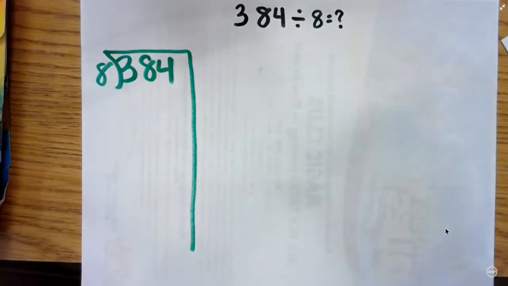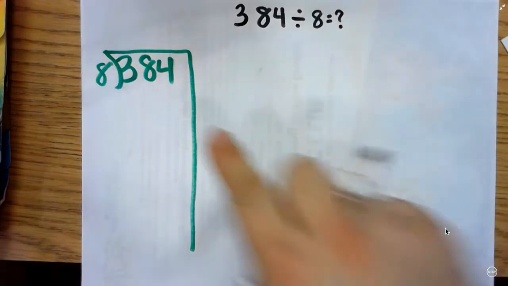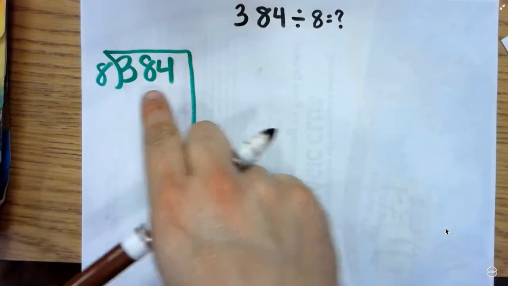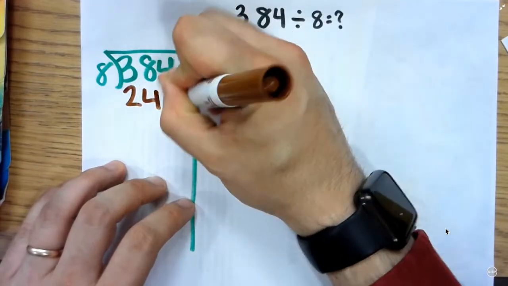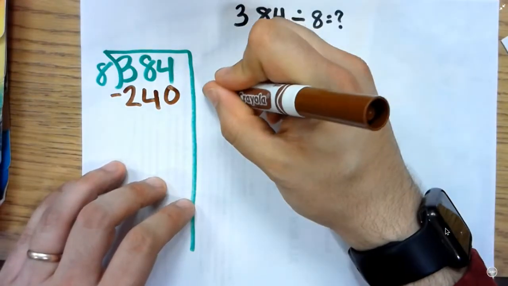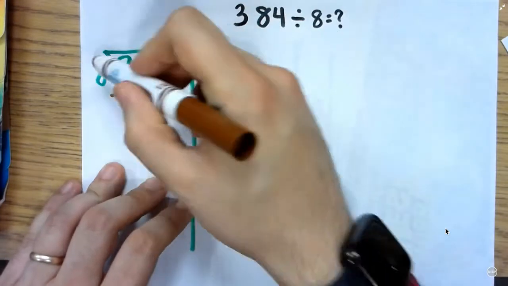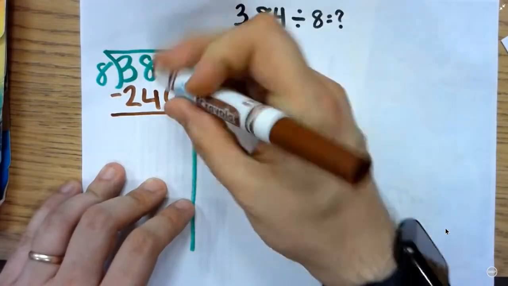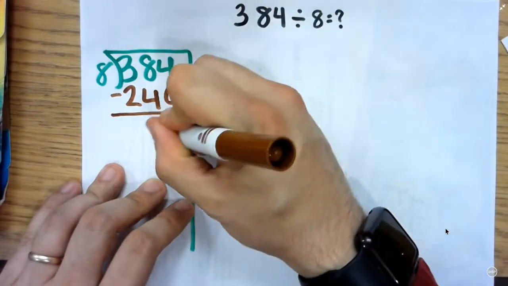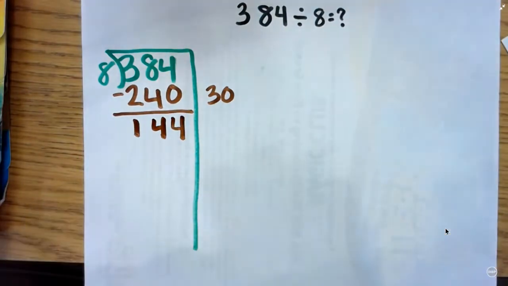Well, I know that 8 times 3 is 24. So 8 times 30 is going to be 240. Let's take that out. All right. So that's going to be 8 times 30. 8 goes into 240 30 times. Do our subtraction here. 4, 4, 1. Now I have 144.